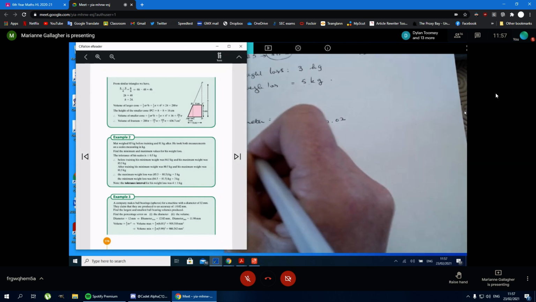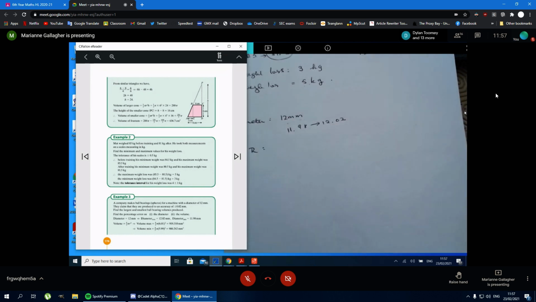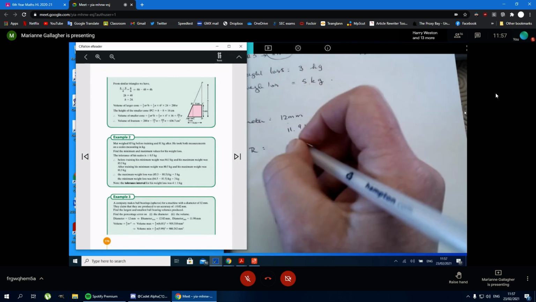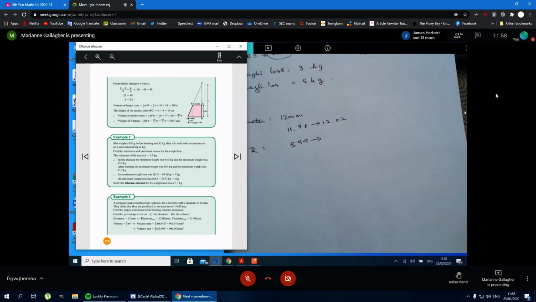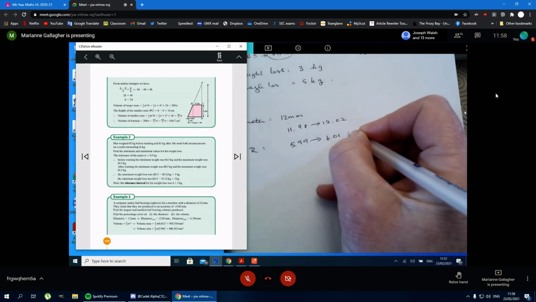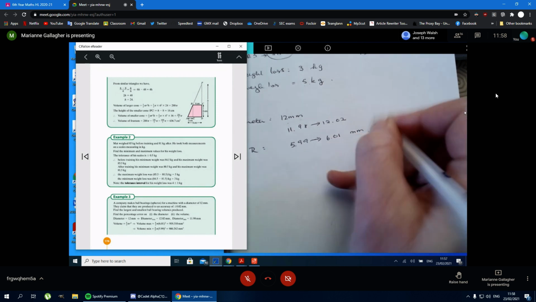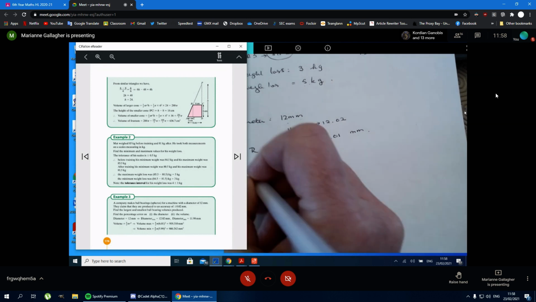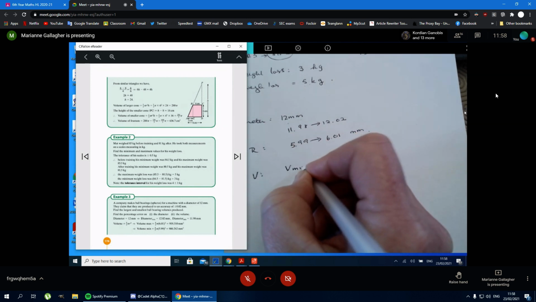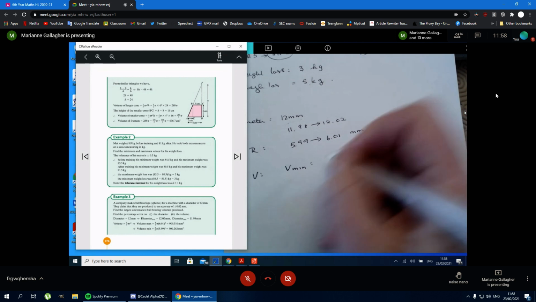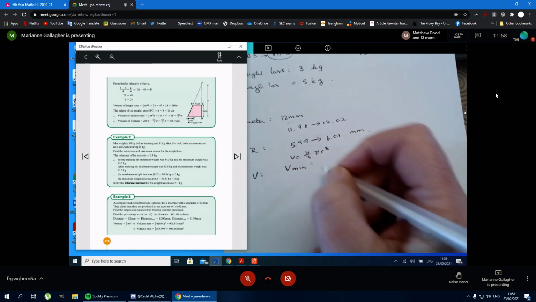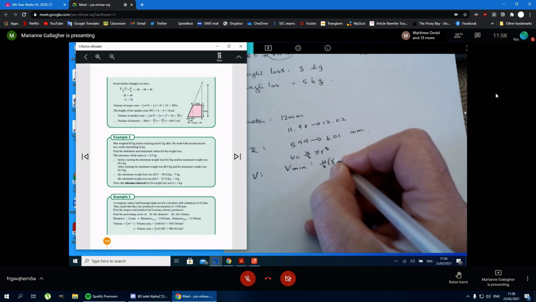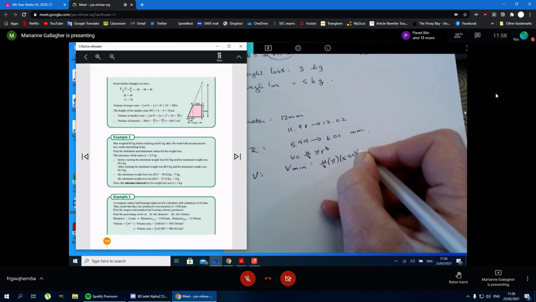So that means the radius would be half of that, so 11.98 divided by 2. So the radius could be anything from 5.99 up to 6.01. And that's millimeters, okay? So your volume, the minimum would be, and the volume of a sphere is 4/3 pi r cubed. So the minimum volume is 4/3 by pi by 5.99 cubed.